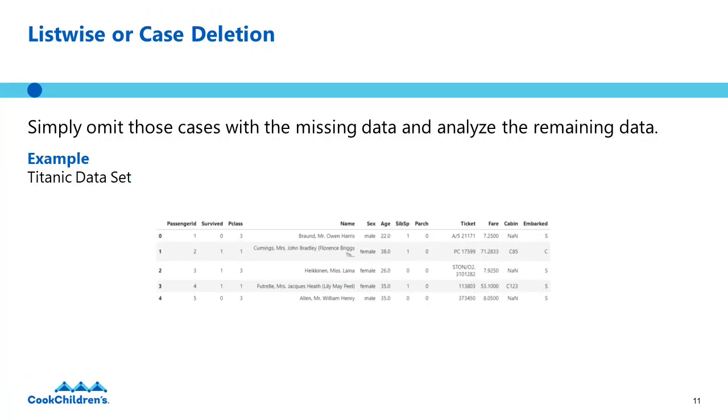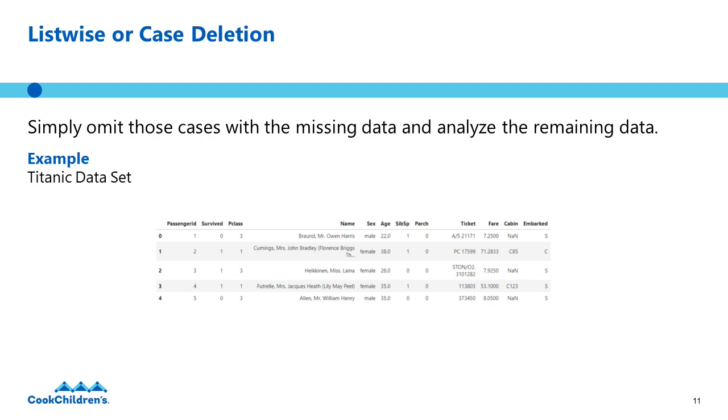So first, let's look at listwise or casewise deletion. This is simply omitting those cases with the missing data and analyzing the remaining data. By far, this is the most common approach to missing data, and it is most frequently used when you're trying to handle missing data. I'm looking at the data set example I put here, and it is complete, so I'm not sure why I put that there. Apologies for that.